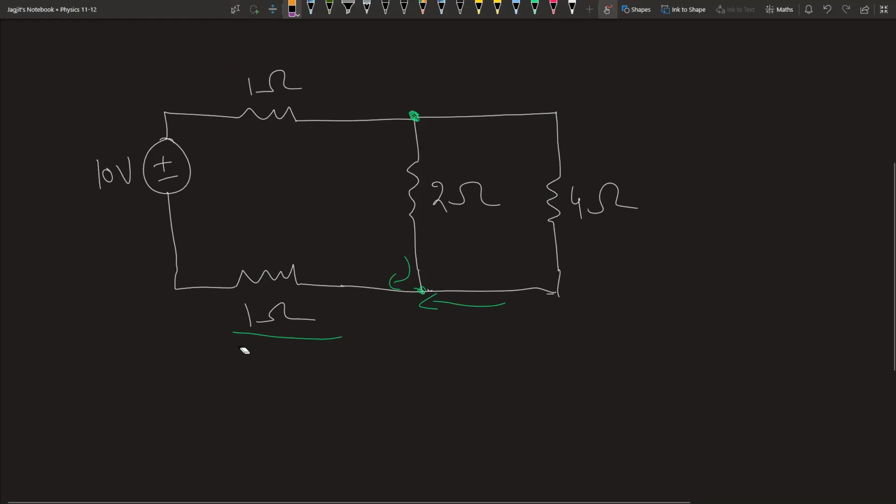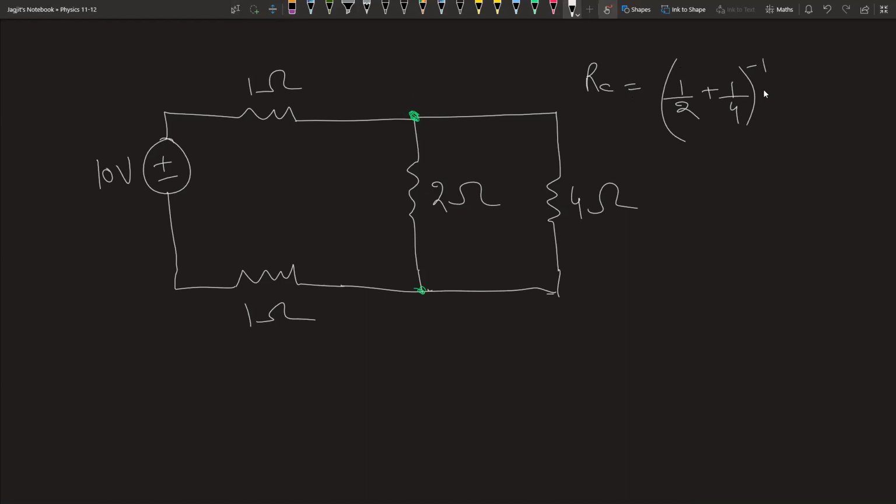Now, straight right off the bat, I know one thing: when I got to this point, my current gets split up. That means this 2 ohm and 4 ohm resistor are in parallel. So I'm going to find the combined parallel resistance for these two. The combined resistance will be 1/2 plus 1/4, and then we take the reciprocal of that. So this is 3/4, and the reciprocal gives you 4/3 ohms.